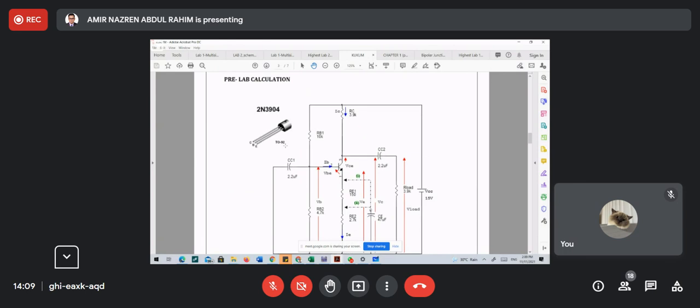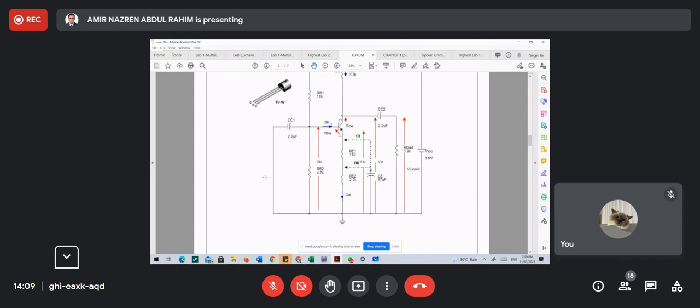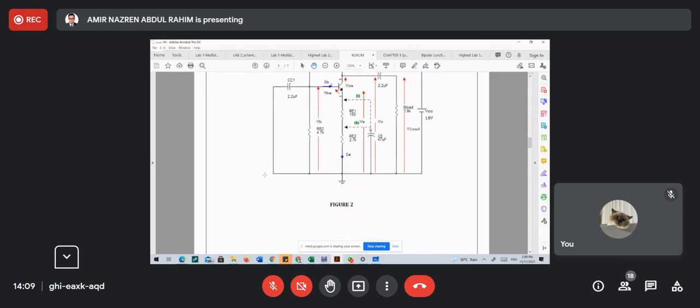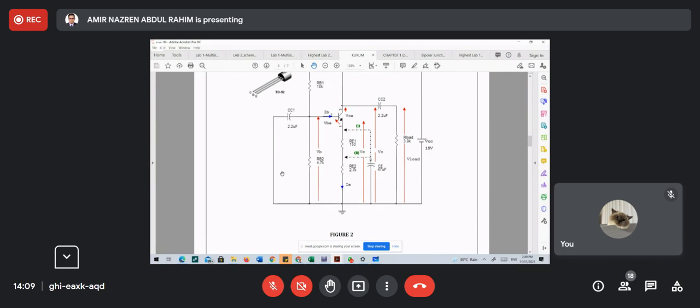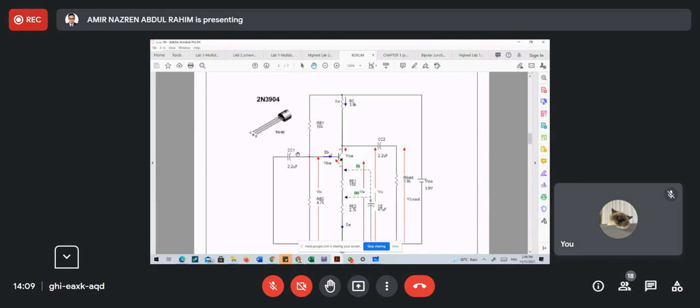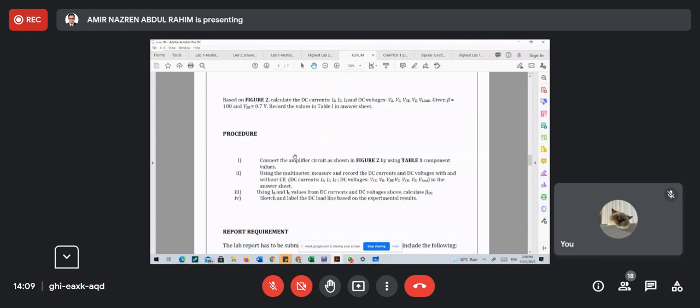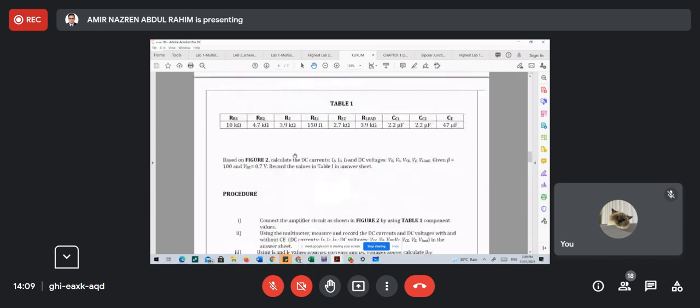Because this lab only focuses on the DC analysis, they do not provide us the voltage source. However, if we do the DC analysis, you must bear in mind that we need to open the coupling capacitor to enable us to do the pre-lab calculations.